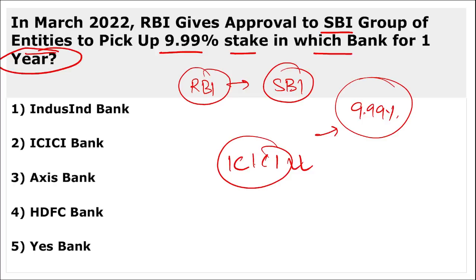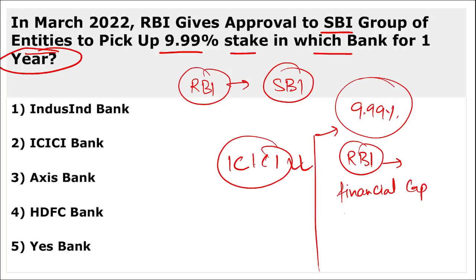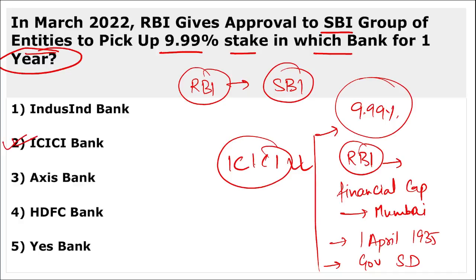All right, important. If we are talking about RBI, where is the headquarter of the Reserve Bank of India? Okay, tell me before this, which is the financial capital of India? It is Mumbai. So the headquarter of RBI is also in Mumbai, Maharashtra. When was RBI founded? It was founded on 1st of April 1935. And who is the current governor of RBI? He is Shaktikant Das. Alright, so the correct option is option 2, ICICI Bank.